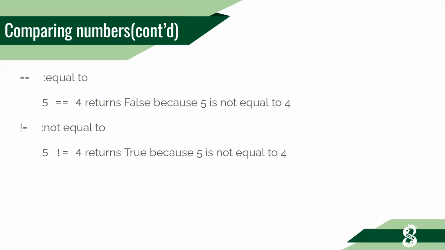The last two operators are equal to and not equal to. The equals operator checks whether two numbers are equal. So 5 is equal to 4 returns false because 5 is not equal to 4. Then the not equal operator returns whether the numbers are not equal to each other. So for 5 is not equal to 4, it'll return true because 5 isn't equal to 4. But if it was 5 is not equal to 5, it would return false because 5 is equal to 5.